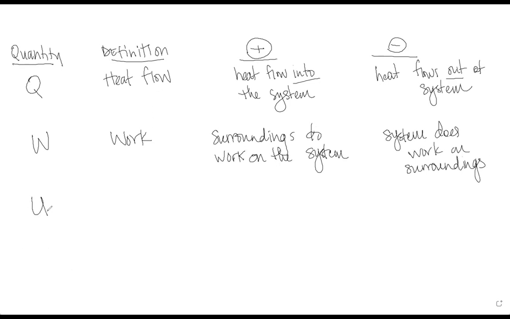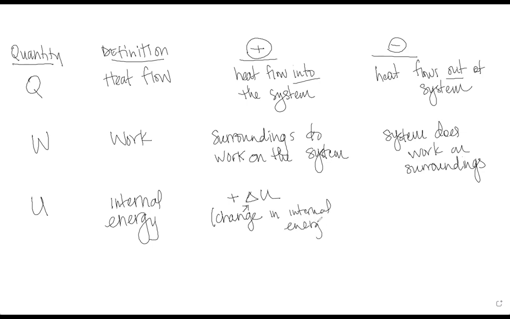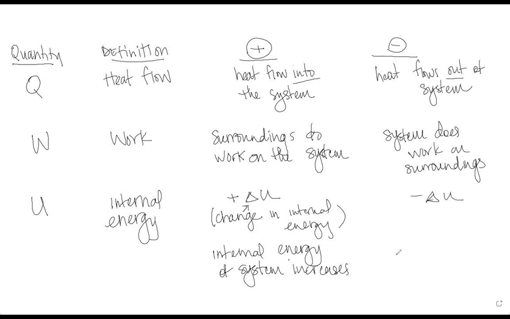If we have internal energy, that's going to be represented by capital U. And if we have a positive delta U, delta meaning change in internal energy, that means the internal energy of our system is increasing. Similarly, if we have a negative change in internal energy, that means the internal energy of our system decreases.